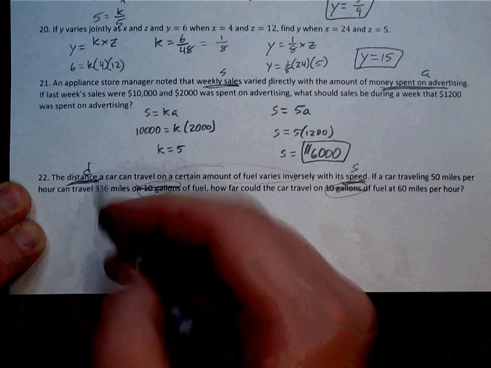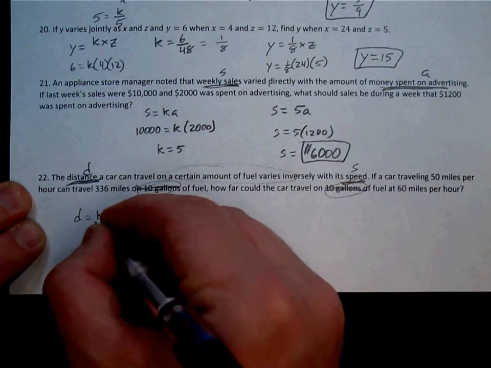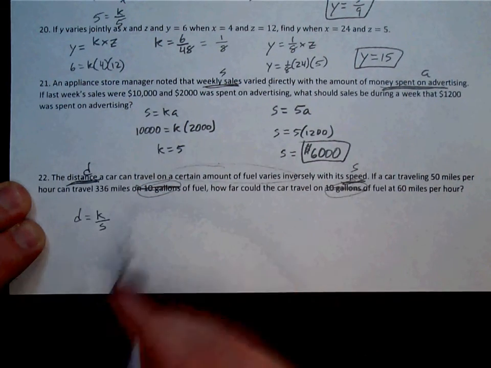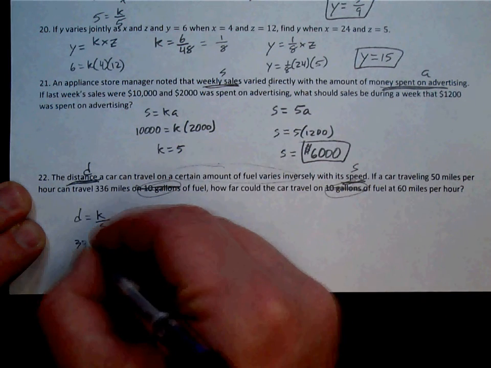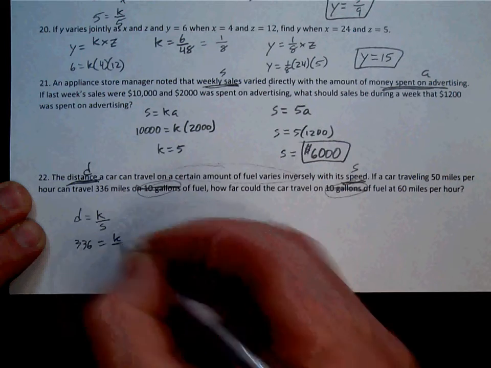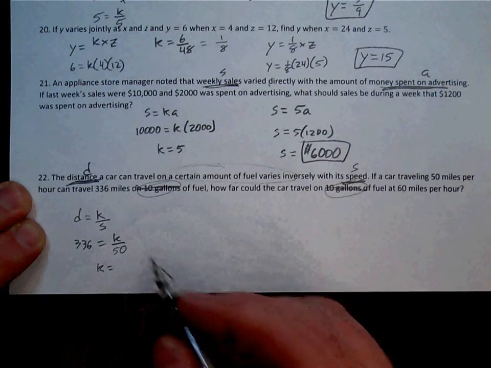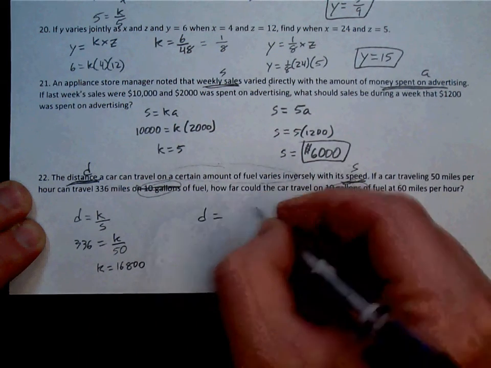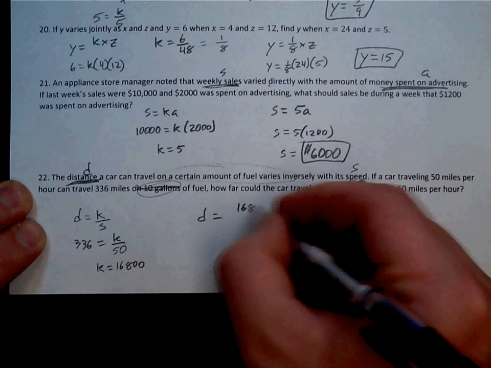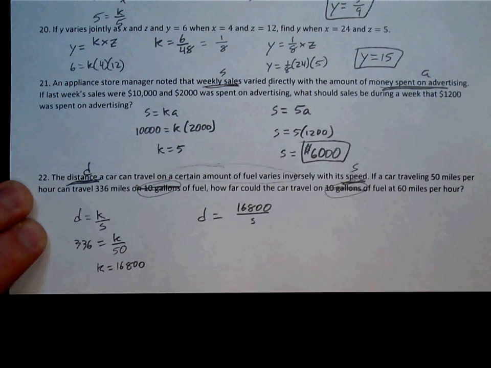So distance varies inversely with speed. So 50 miles an hour, 336 miles. So we can multiply by 50, and I see that K is 16,800. So now I know my equation. Distance is equal to 16,800 divided by speed, as long as we're using 10 gallons.